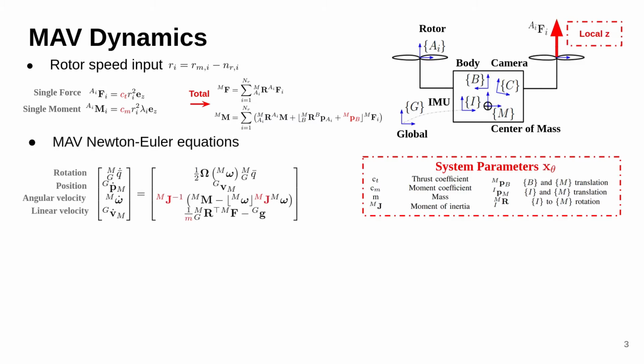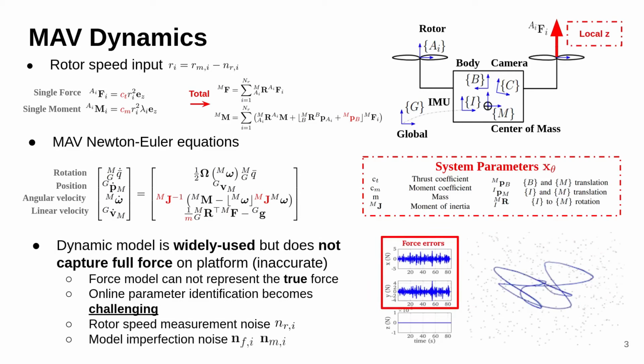The MAV dynamic model can be defined with its rotation, position, angular, and linear velocity. In summary, the system parameter state X theta has the thrust and moment coefficients, mass, moment of inertia, translation between the body and the MAV, and IMU to MAV extrinsics.